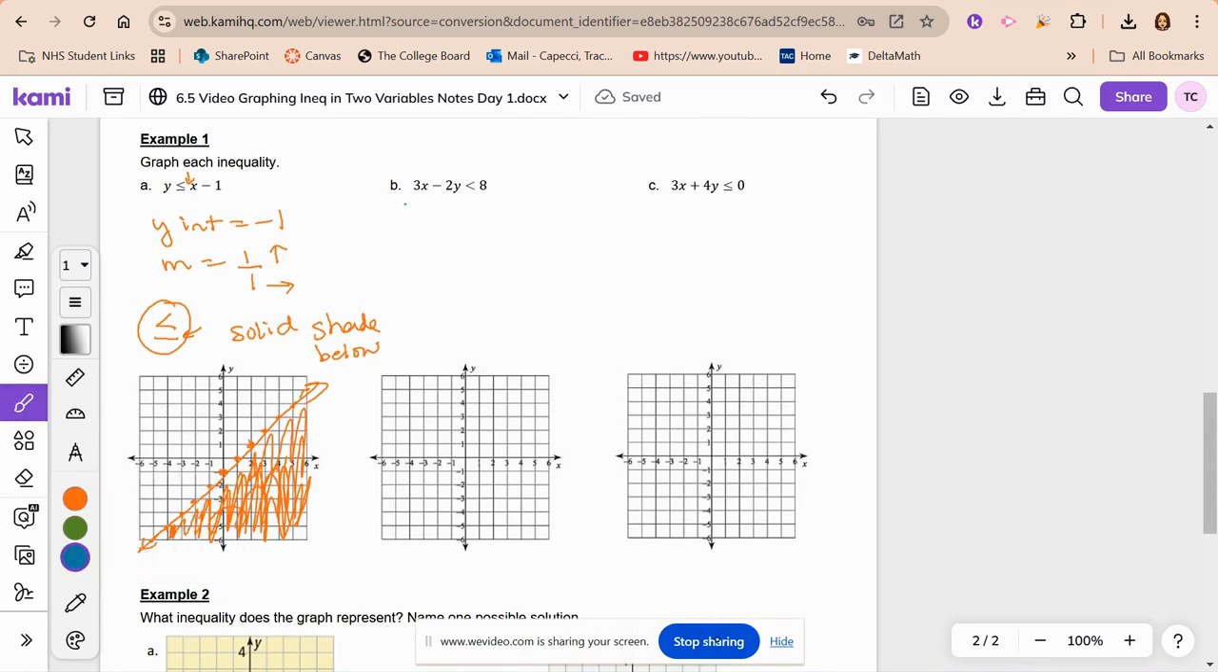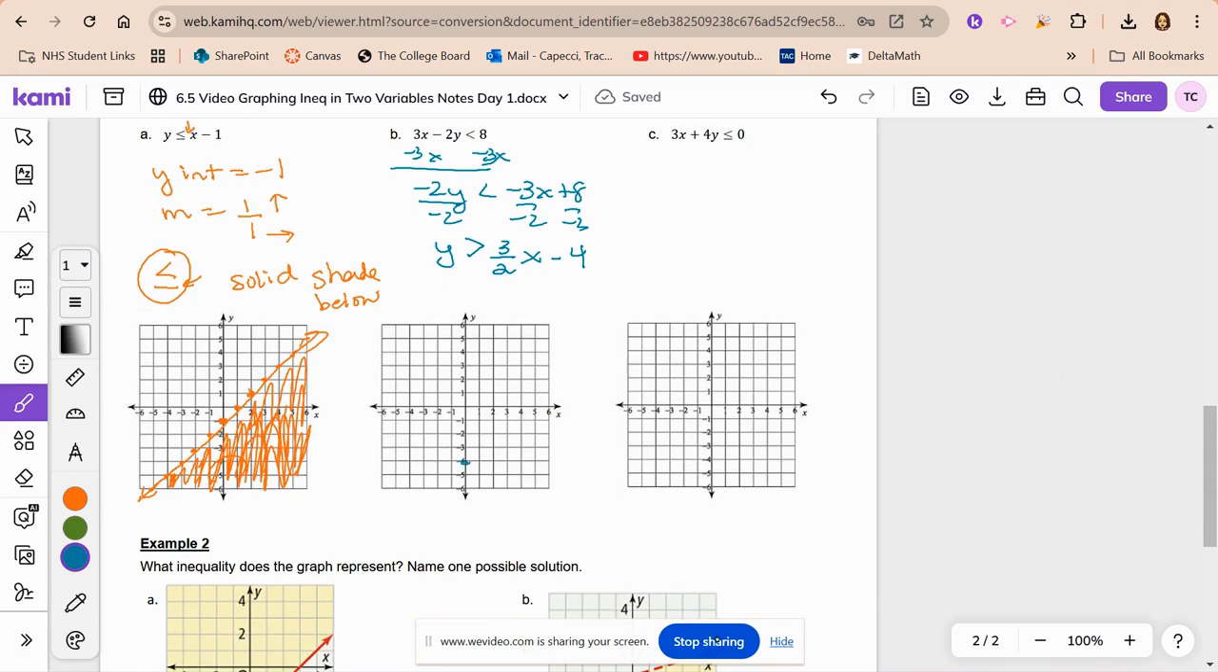The next one is not yet in slope-intercept form, so we have to do that first. If -2y is less than -3x plus 8, divide everything by -2. Now remember, when I divide by a negative number, I have to change the direction of the sign. That gives me -3 over -2 is +3 over 2. And then I have -8 divided by -2 gives me -4.